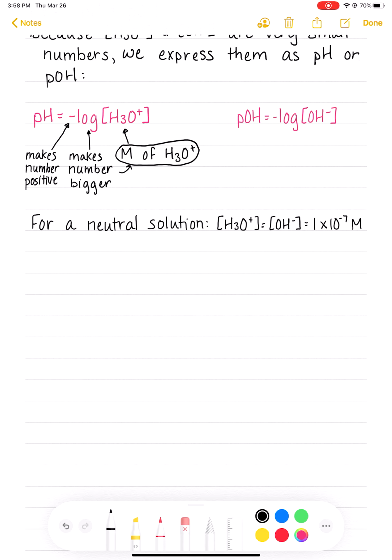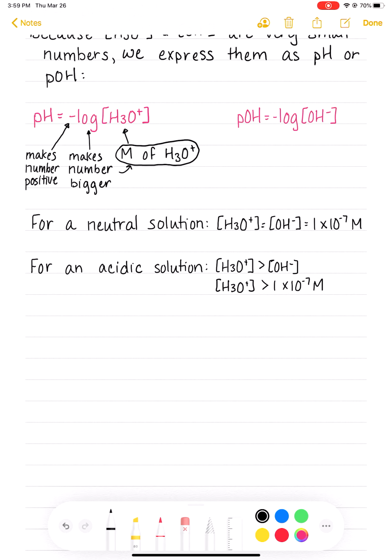And we also said, leave a little bit of room, leave a line. We also said for an acidic solution, the H3O+ concentration was greater than the OH- concentration. And we didn't say this next thing, but the H3O+ concentration is also greater than 1 times 10 to the minus 7.